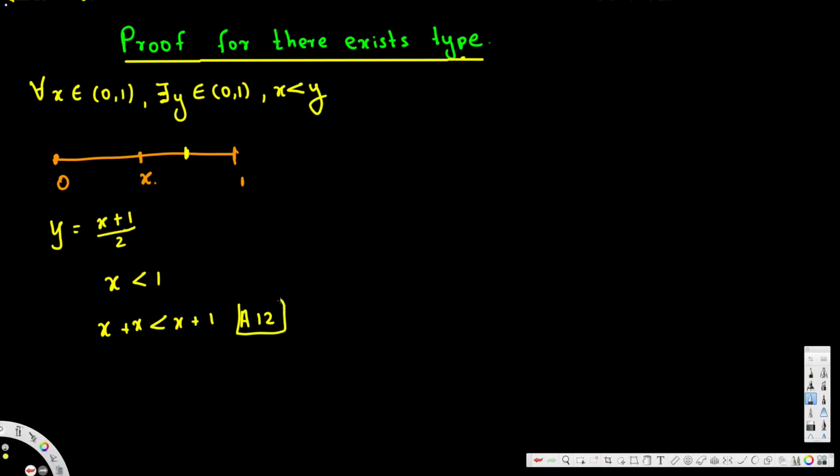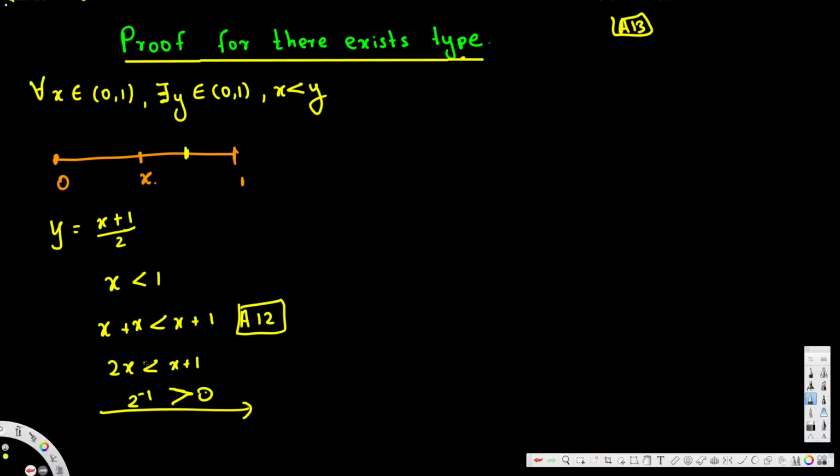So this is the axiom number 12, and if you want to know all the axioms, I have made a video on that. I put the link of the video in the description, so you can go ahead and watch it. So here we have x plus x, that is less than x plus 1, and we know that x plus x is 2x. 2x is less than x plus 1, and also we know that 2 inverse is greater than 0. So now we are going to use axiom number 13.